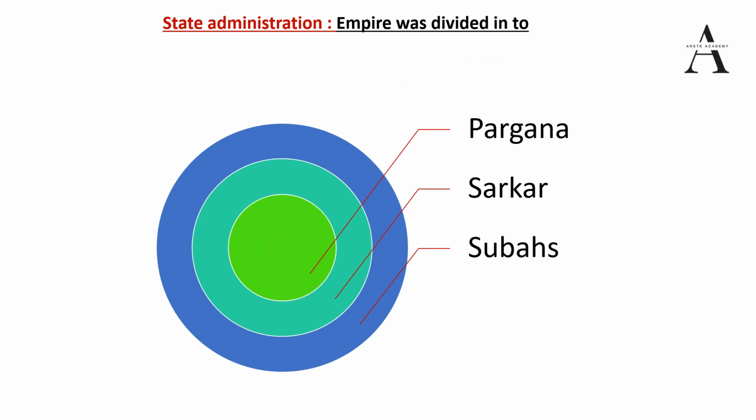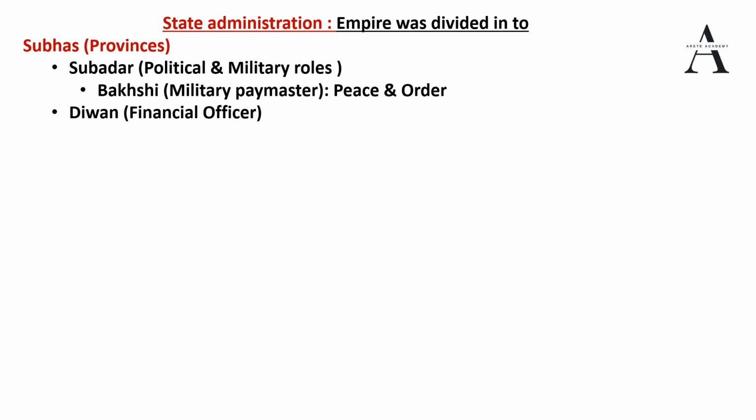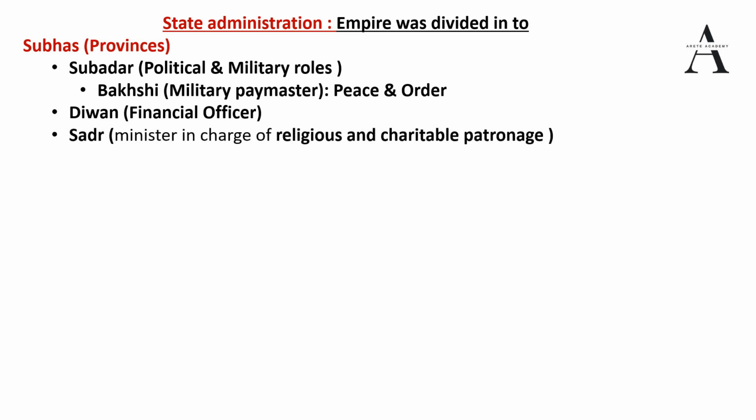Okay, so let's understand it one by one. Subas were provinces, and the person who headed the Subas was the Subedar. They had political and military responsibilities, and they were supported by the Bakshi, that is the military paymaster. They were responsible for managing peace and order. For the financial responsibilities in Subas we had Diwans, the financial officers, and the minister in charge of religious and charitable purposes was the Sadar.